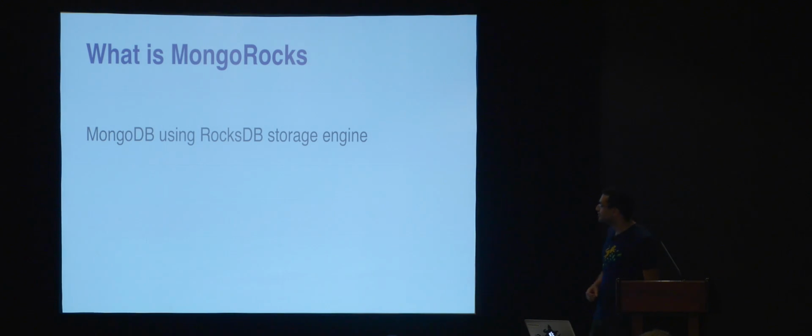So what's MongoRocks? MongoRocks is MongoDB using the RocksDB storage engine. Starting from MongoDB 3.0, MongoDB introduced a pluggable storage engine API. We implemented the API for RocksDB, and now you can use MongoDB with RocksDB as a storage engine. To understand MongoRocks, we need to know what RocksDB is, so I'll be talking about RocksDB and how it works.